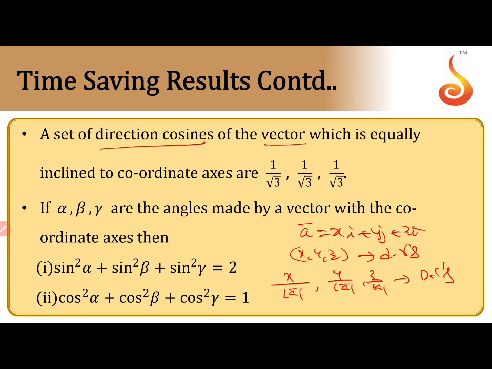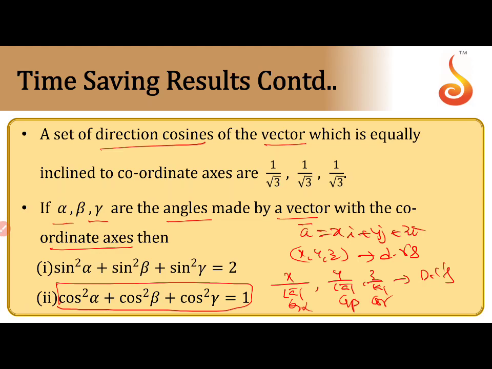The DCs of the vector which are equally inclined to the coordinate axes, which means it makes equal angles with the x axis and y axis. So the direction cosines are 1 by root 3, 1 by root 3, 1 by root 3. Clear that one? If alpha, beta, gamma are the angles made by a vector with the coordinate axes, then cos square alpha plus cos square beta plus cos square gamma equal to 1. This is cos alpha, this is cos beta, and this is cos gamma.